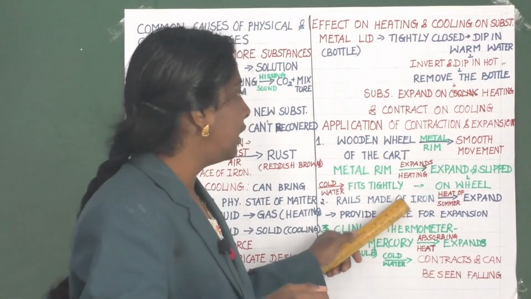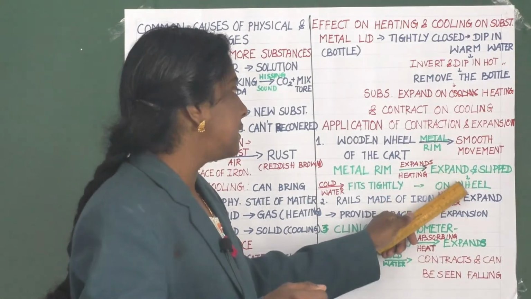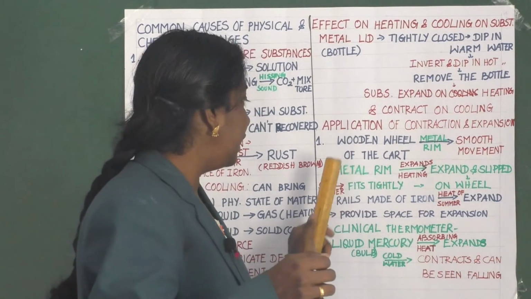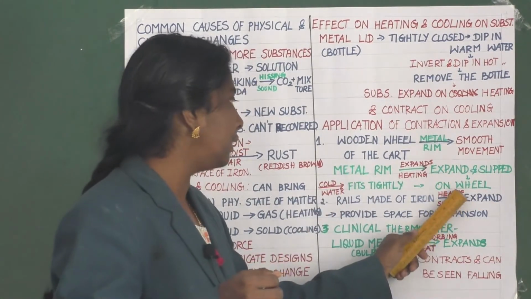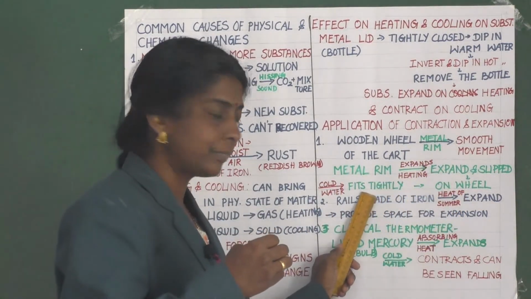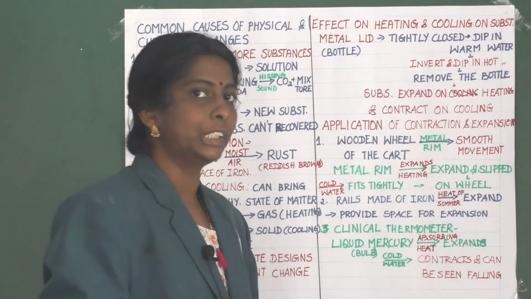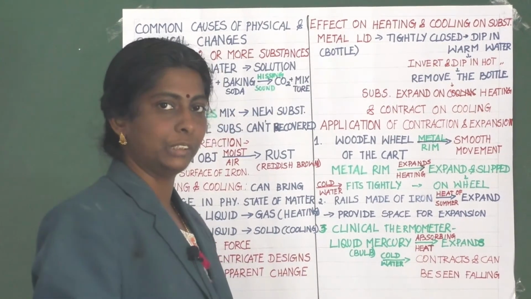So here, when it is heated, it expands, and when it is poured with cold water, it contracts. Okay. So this is one example of application of contraction and expansion.